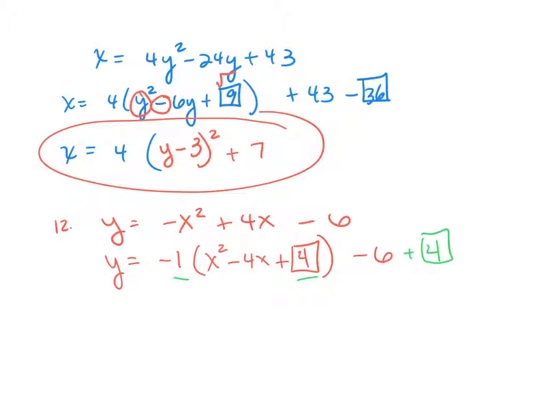Right. So it's the opposite of whatever you did on the first one. So now we factor and we have y equals negative x minus 2 squared minus 2.